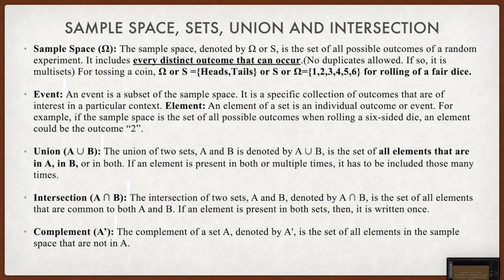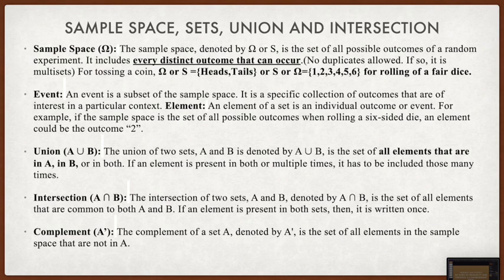An element of a set is an individual outcome. For example, if the sample space is the set of all possible outcomes when rolling a 6-sided die, an element could be the outcome 2. Union: A union B, the union of two sets, is the set of all elements that are in A, in B, or in both.